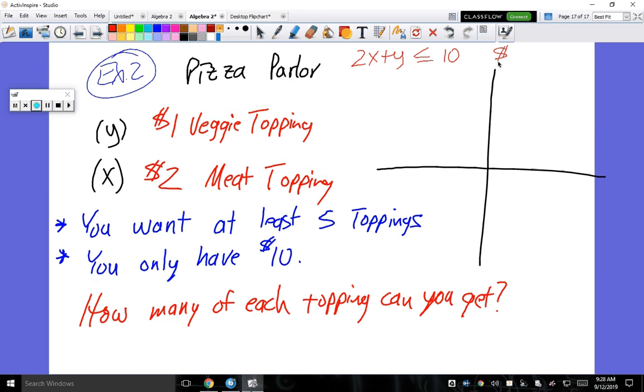Okay? There's another equation. Emeka, what would that one be? X plus y is greater than or equal to 5. Yep, x plus y is greater than or equal to 5. This is the number of items. Guys, I would say 99 out of 100 times it's going to be number of items and money. Okay, even on SAT and ACT.